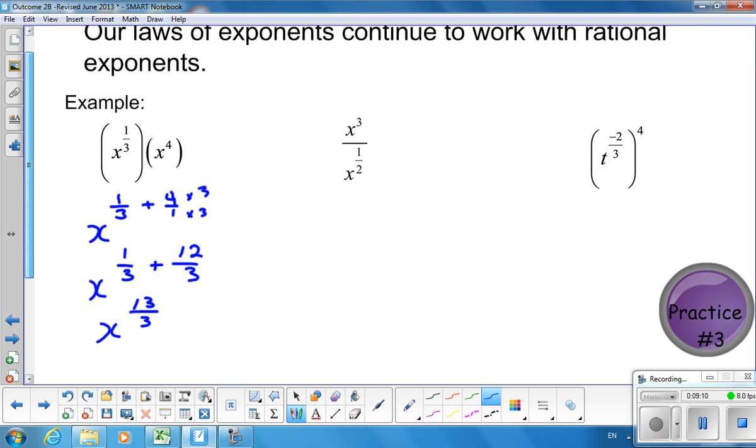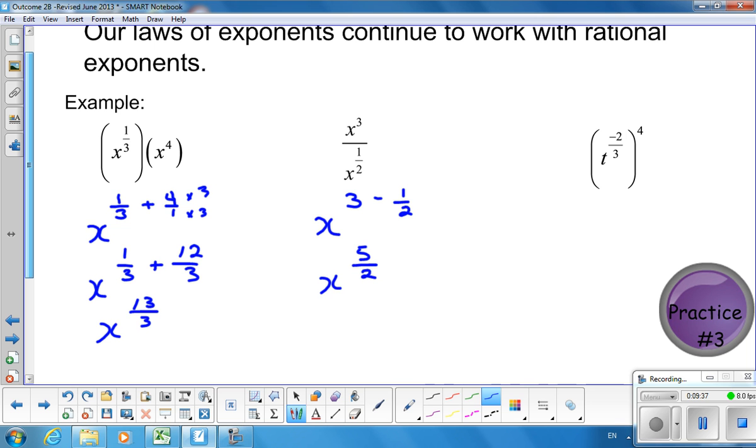In the second one, we are dividing the bases, so we need to subtract the exponents. So we need to do x to the power of 3 minus 1/2. If you are using your fraction button on your calculator, you should be able to do 3 take away 1/2, and we get an answer of x to the power of 5/2.